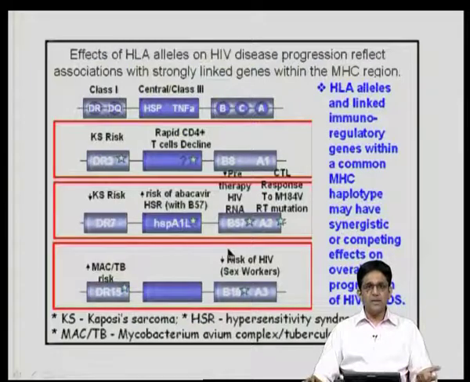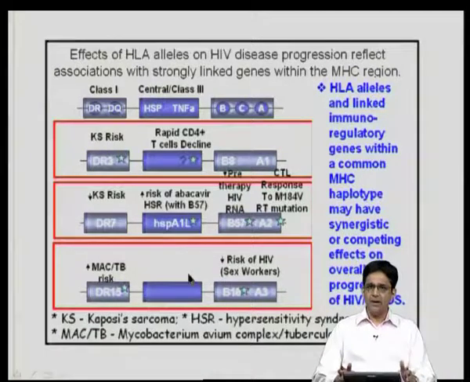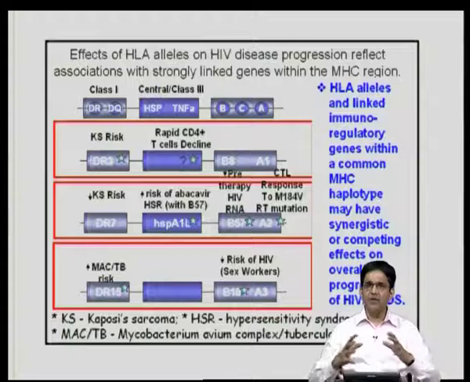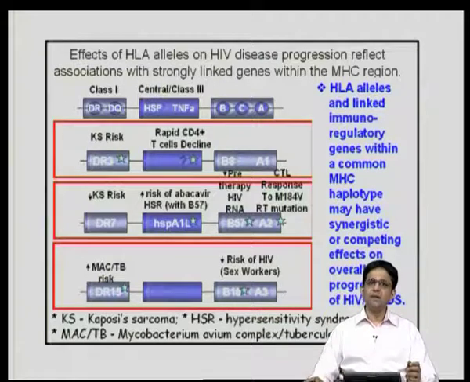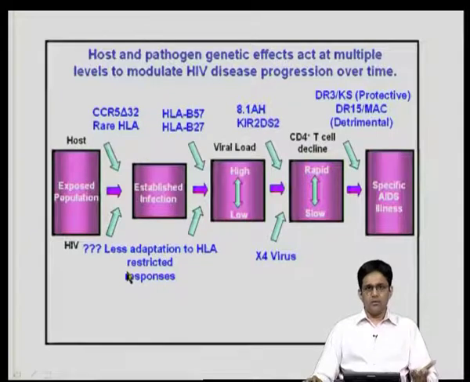Okay. And this is again shown over here in terms of the MHC class 1. What is shown over here is that these particular ones reduce the risk of HIV, whereas some others are involved with Kaposi sarcoma risk, and so on. So there is a combination of factors that are involved. Suffice to say that the HLA alleles or the MHC alleles are linked with immunoregulatory genes, and there are a variety of them which are important in determining susceptibility. Okay, some more is shown over here.